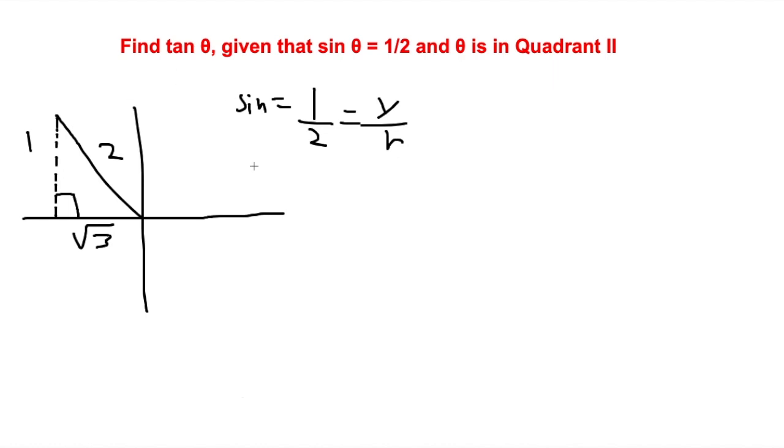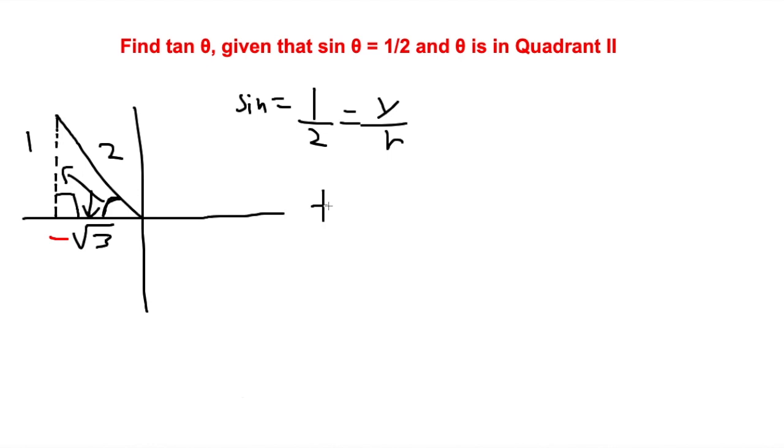Now to find the tangent of theta. Tangent of theta is opposite over adjacent. Before we do that, we know that the x value should be negative, because the left side of the x-axis is negative. Also, in the second quadrant, only sine is positive and everything else is negative.